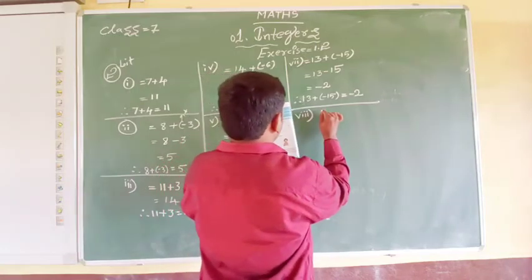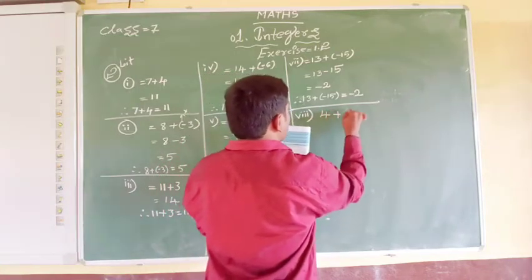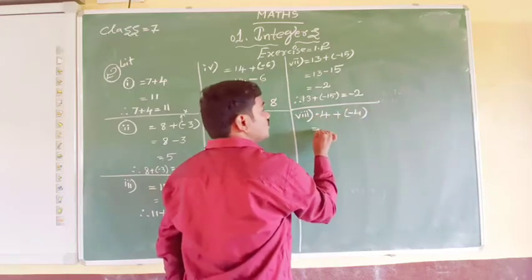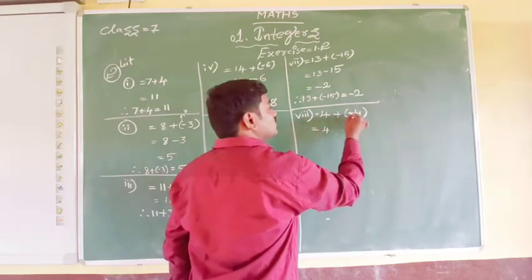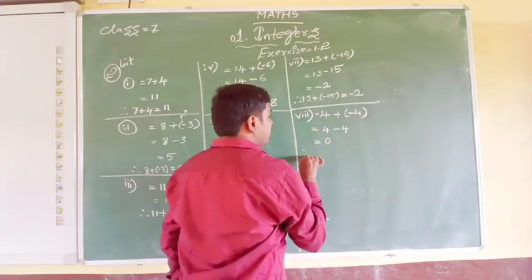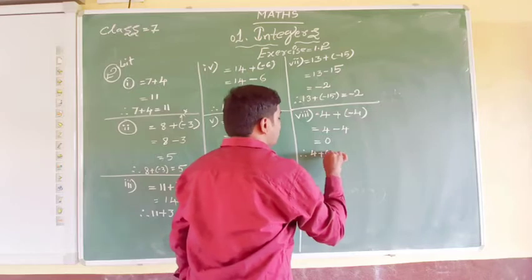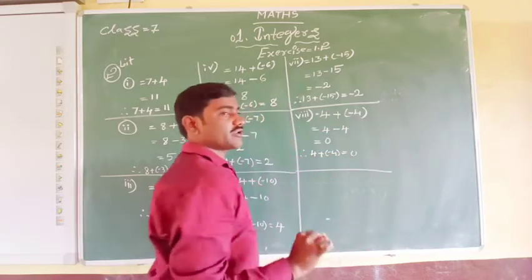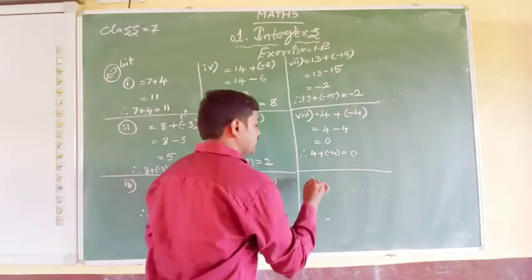The eighth one, 4 plus half minus 4. 4 plus half minus 4. So let's go for 4 plus into minus 4, that equals 0. Therefore, 4 plus half minus 4 gives us 0. 0 is neither positive nor negative.